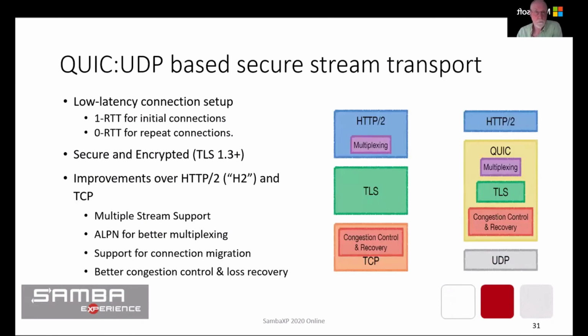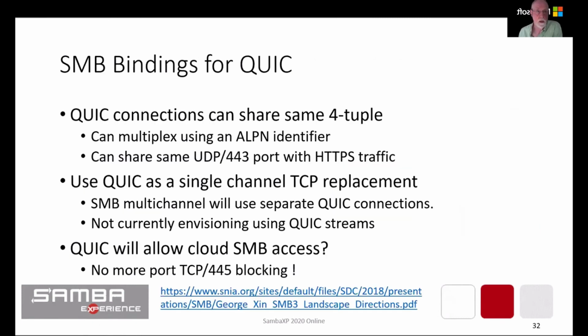QUIC is still on the roadmap. It's a UDP-based secure stream transport. This is just basic background. But in particular, it supports multiple streams with something called an application layer protocol name, connection migration, congestion control, lots of benefits, all very beneficial to SMB. QUIC has been demonstrated for SMB, down here in this link, at the Storage Developer Conference. It basically can operate over QUIC, and we intend to do so in the future. We believe that it has a big benefit for cloud-based SMB. So TCP 445 is commonly blocked. This will allow ubiquitous SMB access. Many other QUIC scenarios. I just want to point out that this is still on the roadmap, and you may still expect it to arrive in the future.